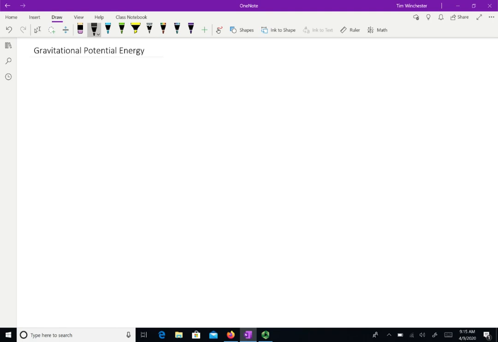Okay, up to this point, we've been focusing on the force of gravity, but there's another half to the mechanics of how objects move around when gravity is involved. Okay, so in addition to thinking about the force, we can also think about the energy.